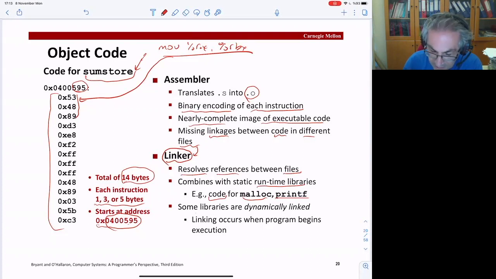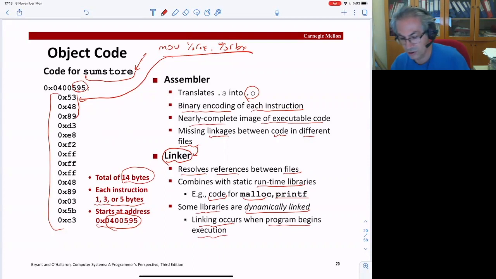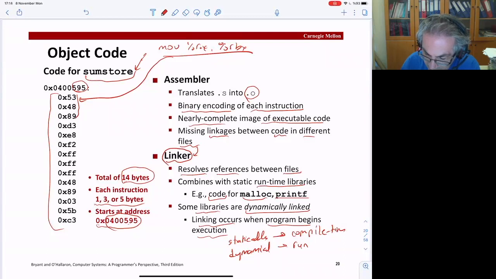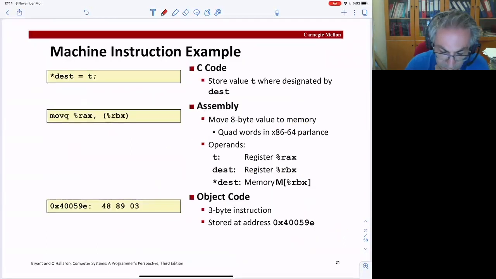Sometimes we have libraries that are dynamically linked, where the linking occurs when the program begins execution, as opposed to compile time. In the statically linked case, the linker works at compile time, whereas in a dynamically linked case, linking happens at run time. So let's have an example of how it works.